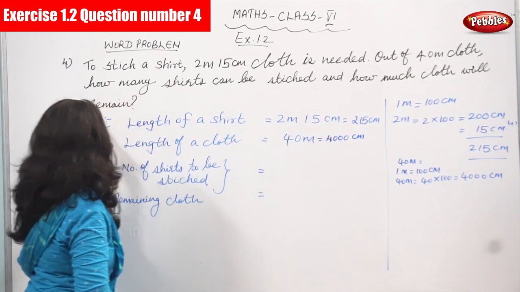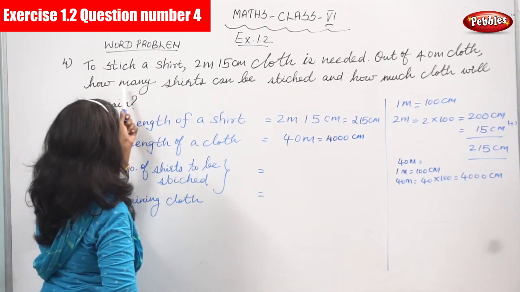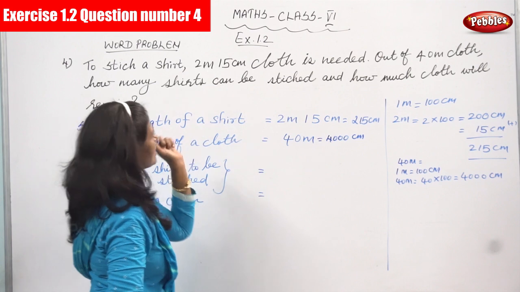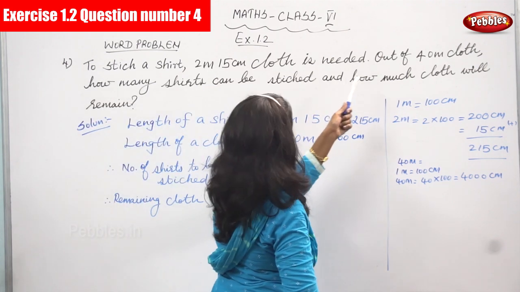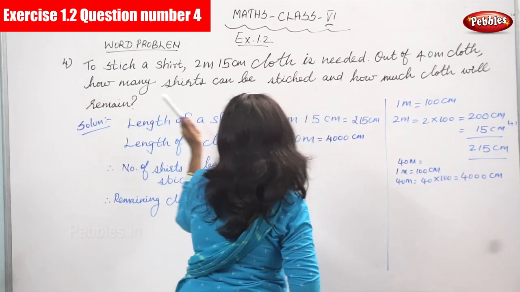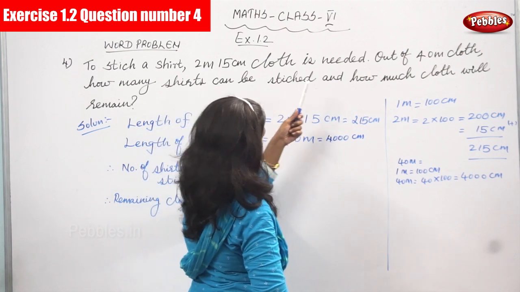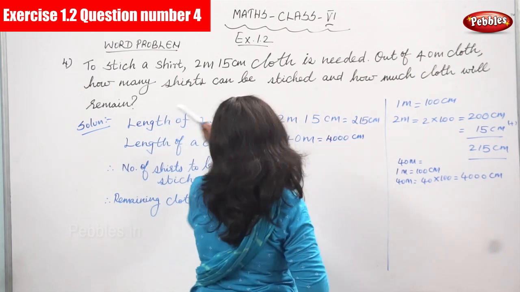Now we are going to see word problem 4. To stitch a shirt, 2 meter 15 centimeter cloth is needed. Out of 40 meter cloth, how many shirts can be stitched and how much cloth will remain?